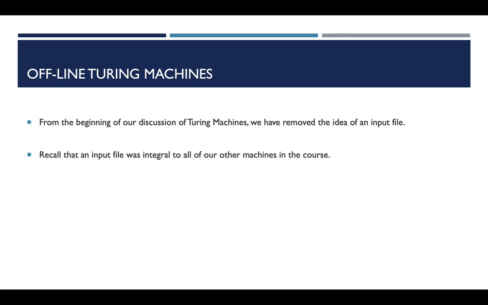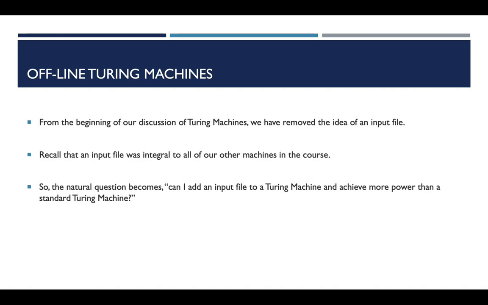So if you want to recall, everything prior to Turing machines had an input file, and that input file drove everything we talked about for that construct. And so if you try to go back to a DFA and remove the idea of an input file, basically nothing that we talked about in the entire semester would actually make sense, because all of our algorithms assumed that you had an input file, and the input file was read in a hyper-specific way. So the natural question becomes, what happens if I add an input file to a Turing machine?